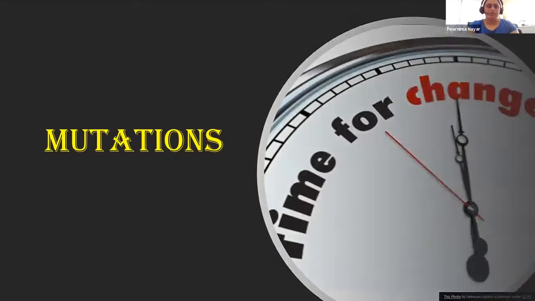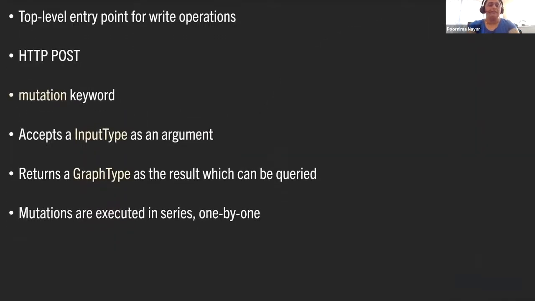The next operation type is mutation. It is the top level entry point for write operations. Again, it happens over HTTP post, and the keyword is mutation. Unlike queries where you need not necessarily have an argument, mutation always has an argument, and it cannot be any argument. It is best to have an input type as an argument.